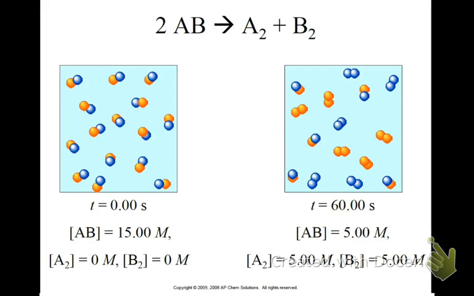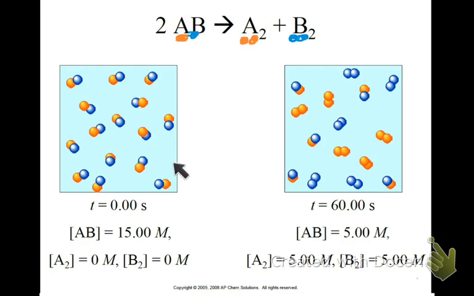So let's take a look at just what's happening during this reaction. We're going to use another general equation. In this case, we have molecule AB, which is right here, so it's an orange and a blue stuck together. AB is decomposing into A2 and B2. If we say that A is the orange ones and that B is the blue ones, then if we take a look at all those molecules down there, we have nothing but ABs at time 0.